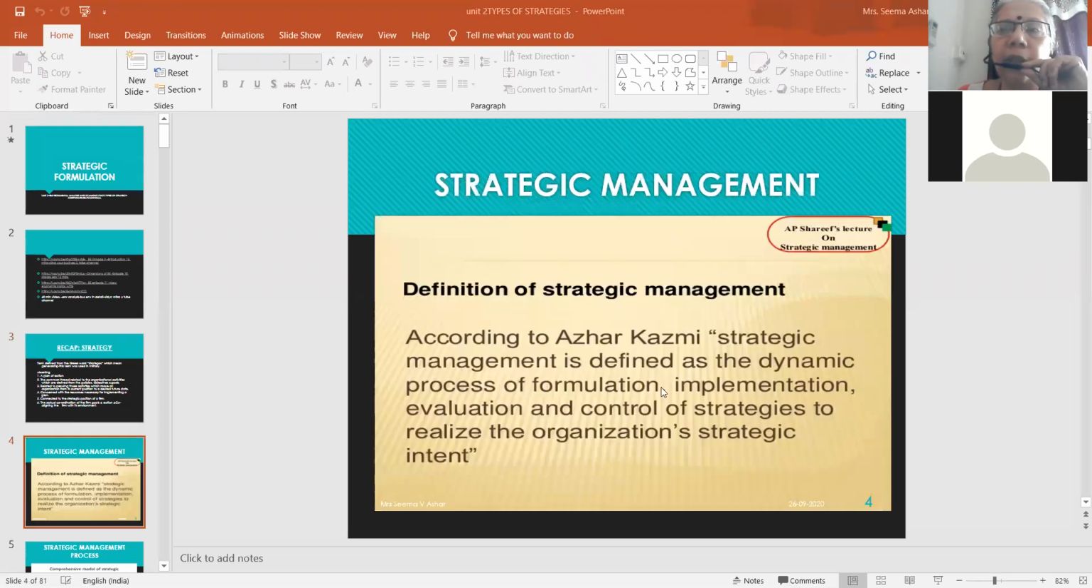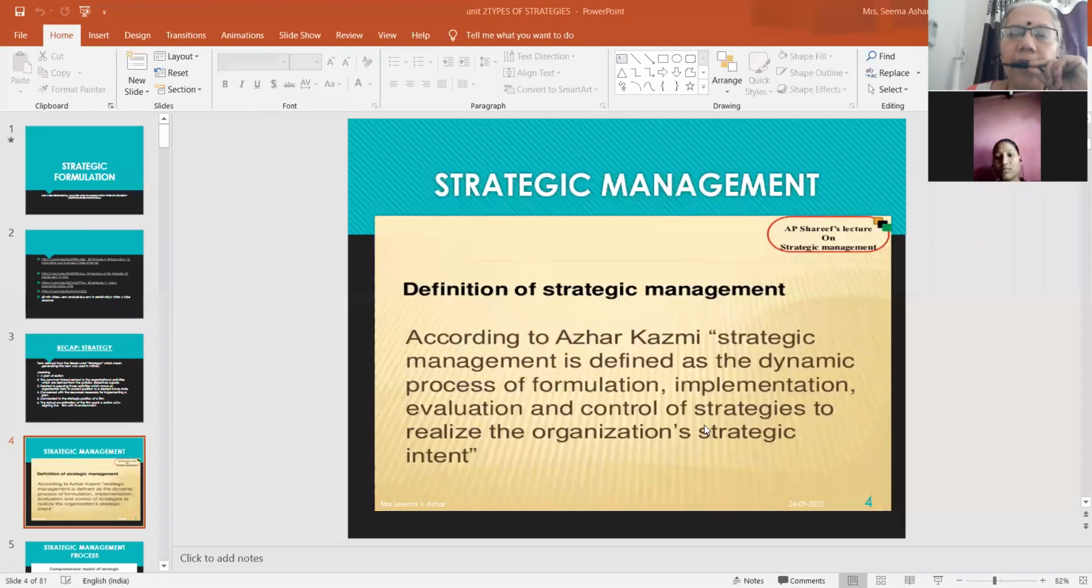We had also seen the definition of strategic management. According to Azhar Kazmi, strategic management is defined as the dynamic process. See this word, dynamic process. It is a process. Process means it consists of number of steps and it is dynamic. That means it is ever changing. So strategic management is a dynamic process of what? Of formulation, implementation, evaluation, and control of strategies.